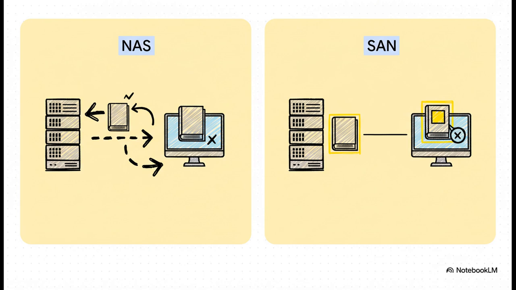With a NAS, a network-attached storage device, if you need to change just one sentence in a huge document, you have to download the entire file, make the change, and then upload the entire file back. A SAN, or a storage area network, is way more efficient. It gives you what's called block-level access, which is like being able to edit that one sentence directly on the library shelf without ever having to check out the whole book.